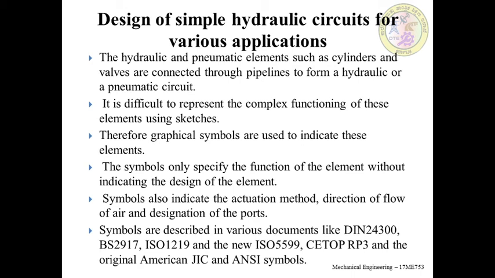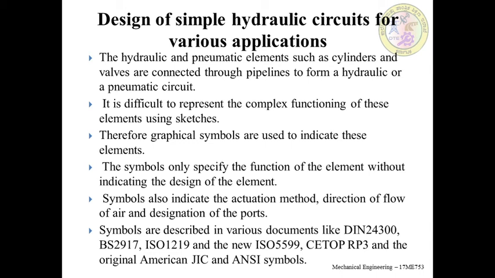The hydraulic and pneumatic elements such as the cylinder and valves are connected through pipelines to form a hydraulic or pneumatic circuit. It is difficult to represent the complex functioning of these elements using sketches. So we are using simple symbols. Therefore, graphical symbols are used to indicate these elements. These symbols only specify the function of the element without indicating the design of the element. Symbols are also indicated by the actuation method, direction of the flow of air, and designation of the port.